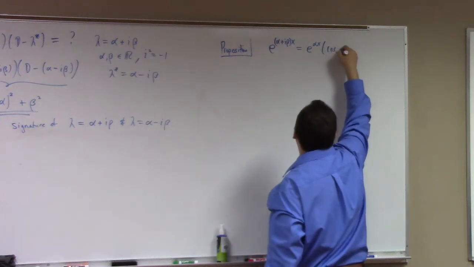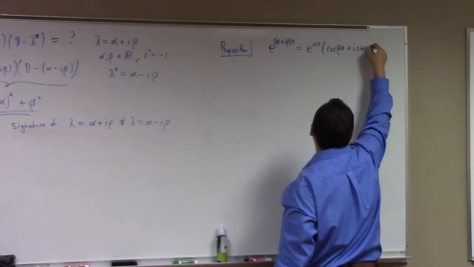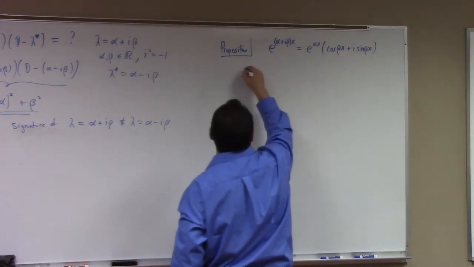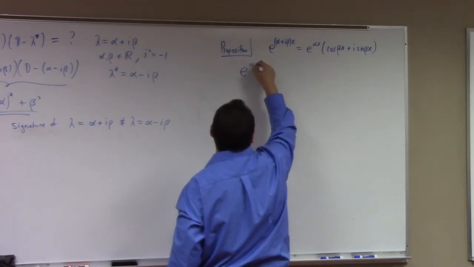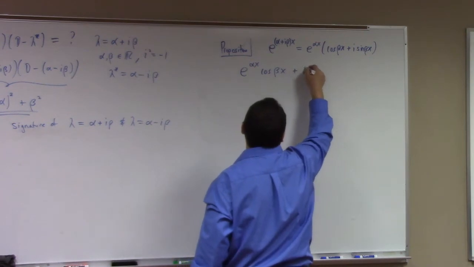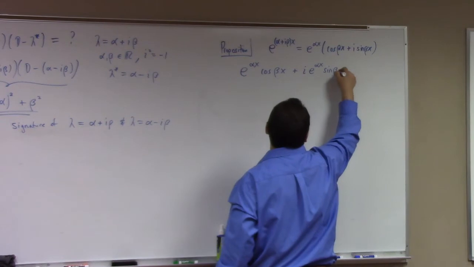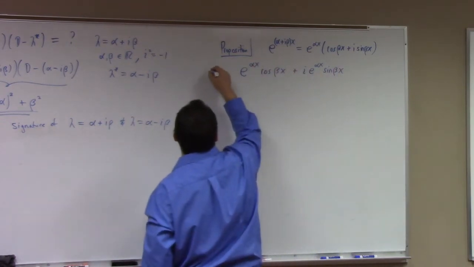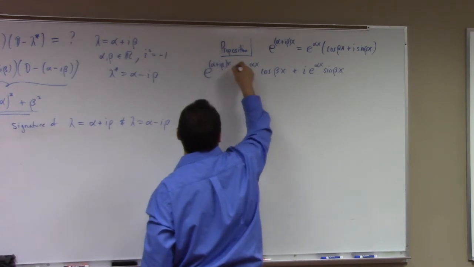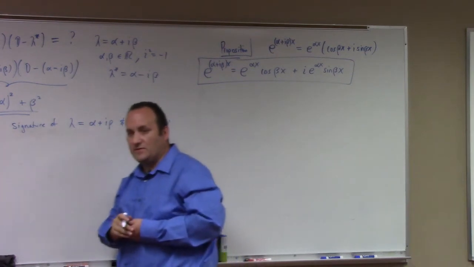times cosine beta x plus i times the sine of beta x. Now, we could derive this later. Let me write that out more clearly. So we have e to the alpha x cosine beta x plus i e to the alpha x sine beta x. This is what e to the alpha plus i beta times x is equal to. So for us, at the moment, that's a definition.